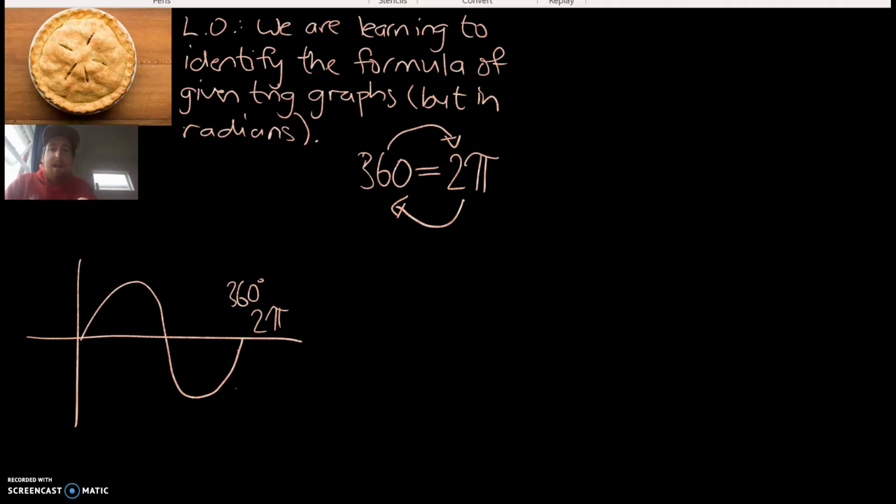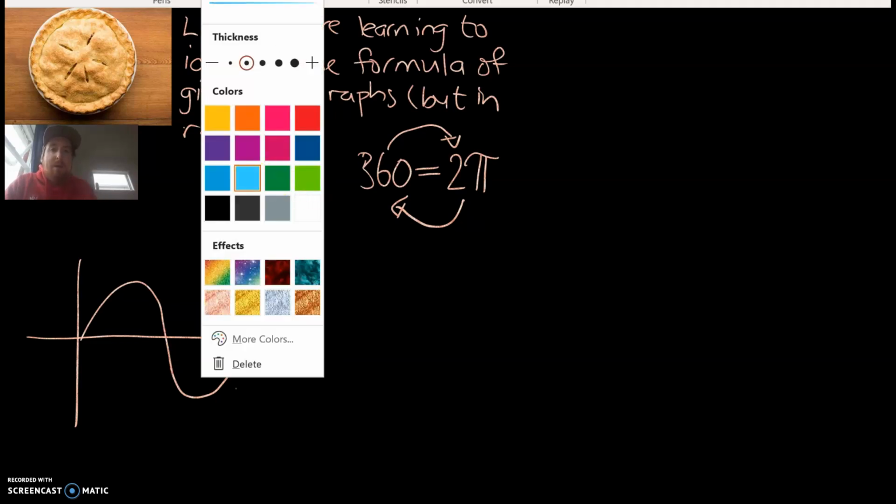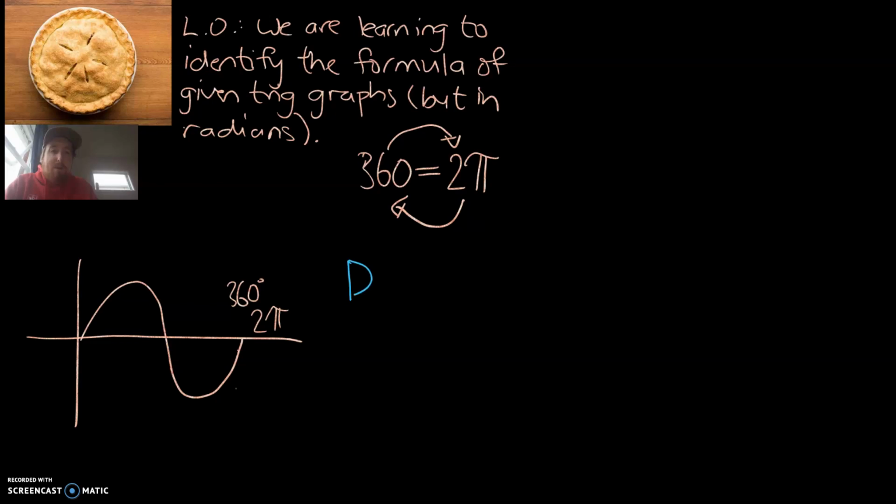Okay, let's change pen colors. Let's switch to blue. And what we're going to do is start off with going from degrees to radians. So let's say we've been given 270 degrees, and we want to know how many radians that is. What I'm going to do is divide that by a full revolution, which is 360, and then I'm going to times that by 2 pi.